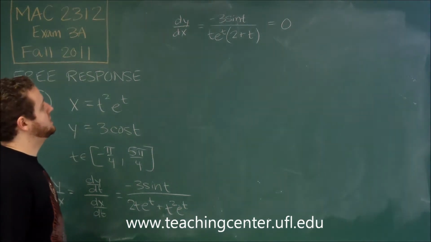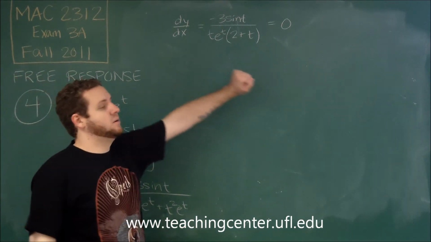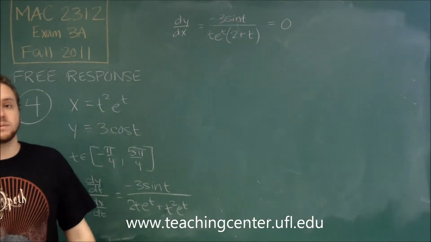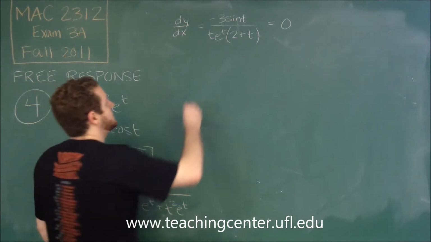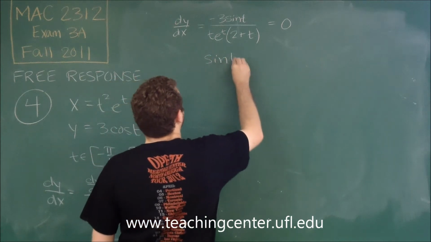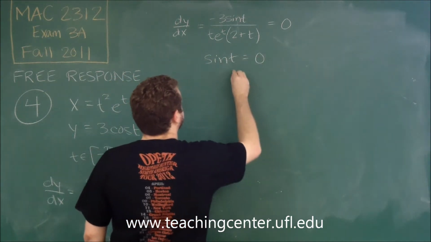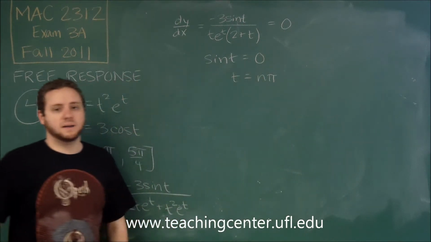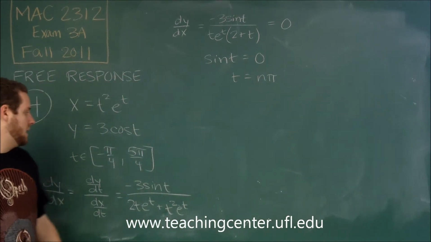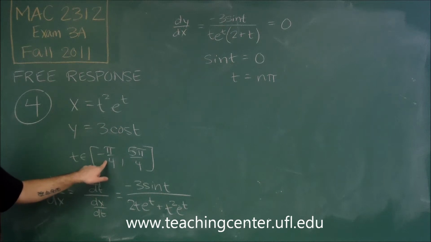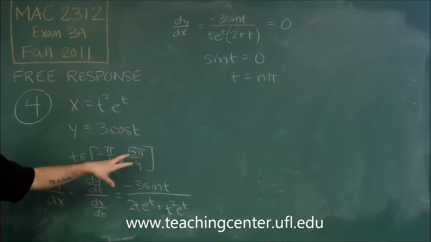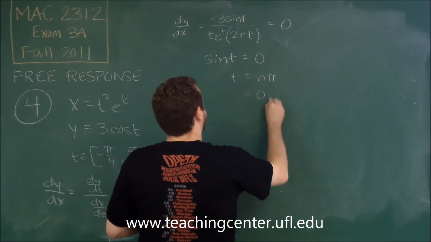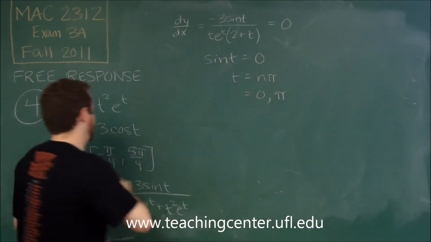Well, this is going to be equal to 0 whenever the numerator is equal to 0. So where is sine t equal to 0? Sine t equals 0 means that t is going to have to be some integer multiple of pi, including 0. Now we're only from negative pi over 4 to 5 pi over 4 for our range of t's. So the only ones that could possibly work are 0 and pi in our range.